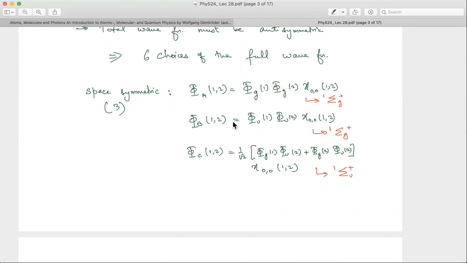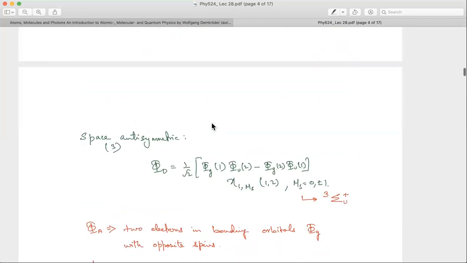Then phi B is the first excited state, the ungerade state into ungerade state. That's the phi B state. And then I can have a phi C state where I use a linear combination of these two to form a symmetric combination basically. So phi g1, phi u2 plus phi g2, phi u1. Sorry, here there's a typo. So this should be 1 basically. And all of these have to be multiplied by the spin singlet or the spin antisymmetric part, which is chi 0, 0, 1, 2 basically. So these are the three space symmetric states.